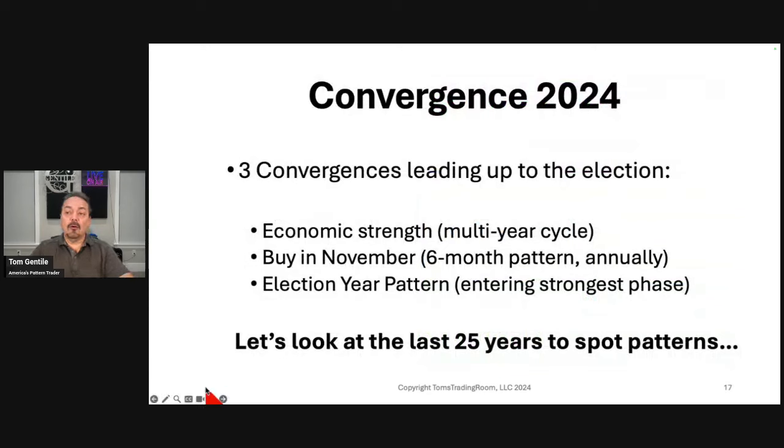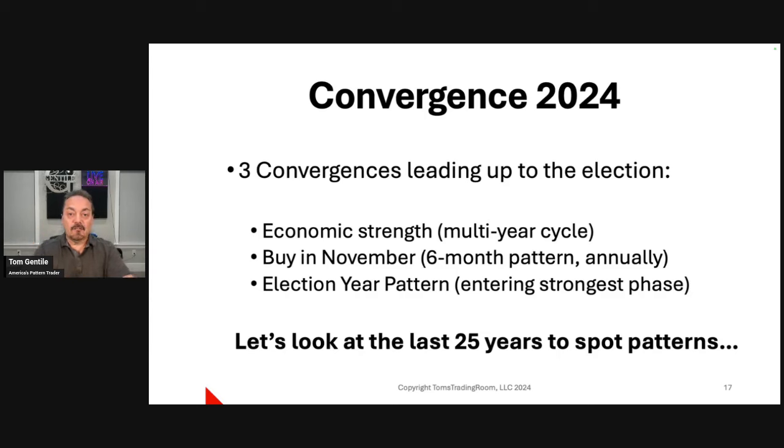So for Convergence 2024, let's talk about the 3 convergences leading up to the election. Convergence number 1, we've got economic strength right now. I mean, this is a multi-year cycle. We are now in a cycle where more than likely, there's no guarantee to this, but more than likely, we will see a continued ease on interest rates. I just saw some news that came out today, which is probably going to push rates lower. And it's not the strong economic data that we've gotten. It's the fact that mortgage rates actually went up.